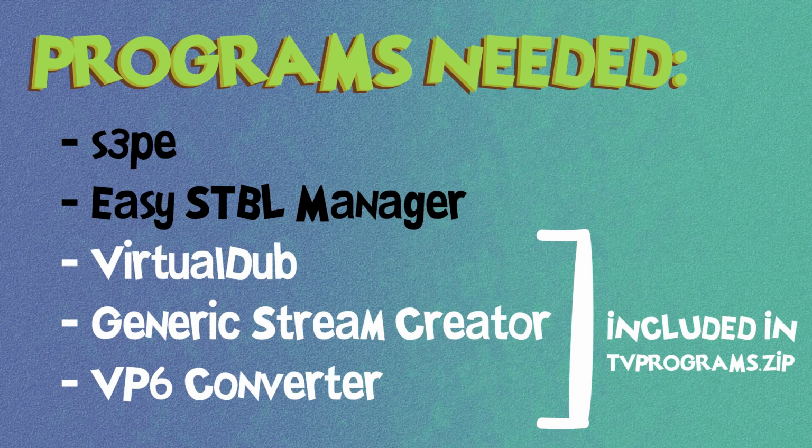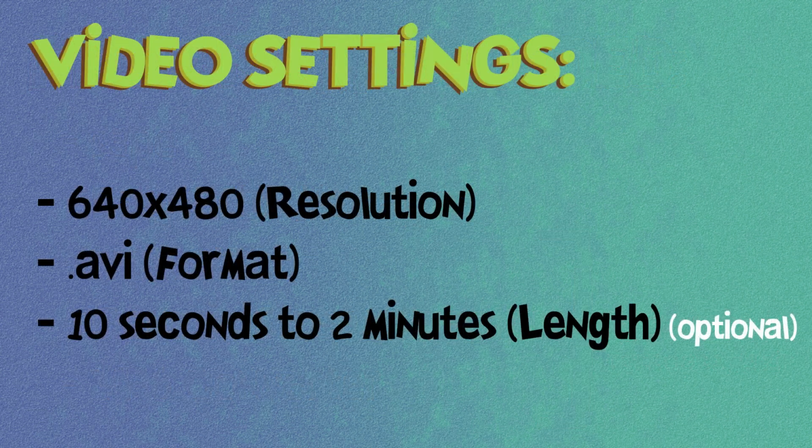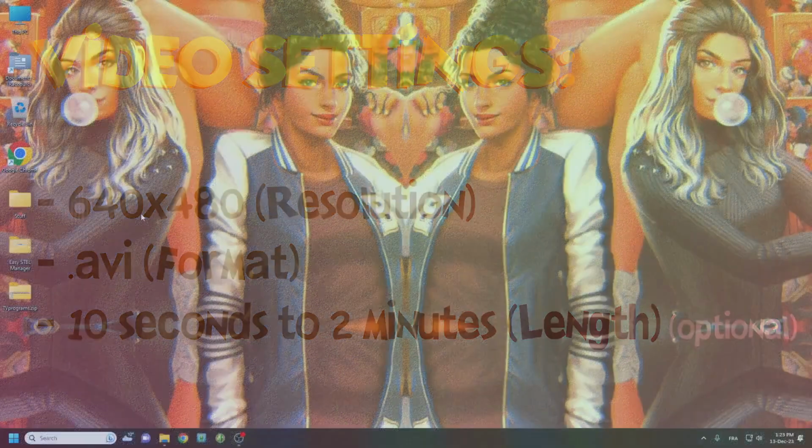But once you have the programs, you need a video that you will put in the game. The resolution needs to be 640 by 480, the format needs to be AVI, and I recommend the length to be anywhere between 10 seconds and 2 minutes. That's what I usually go with.